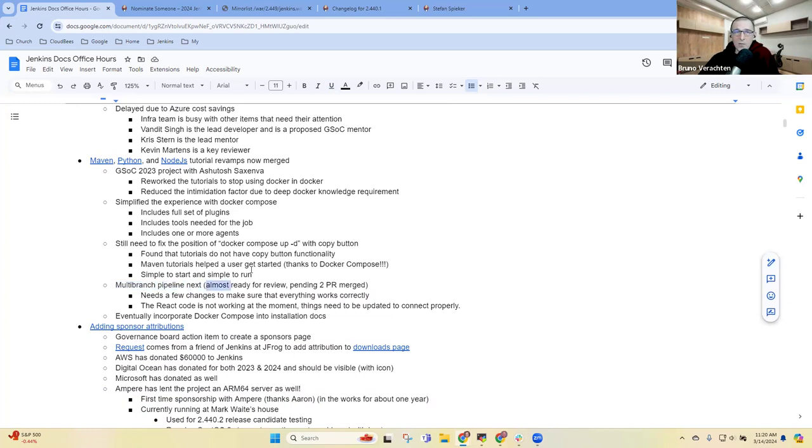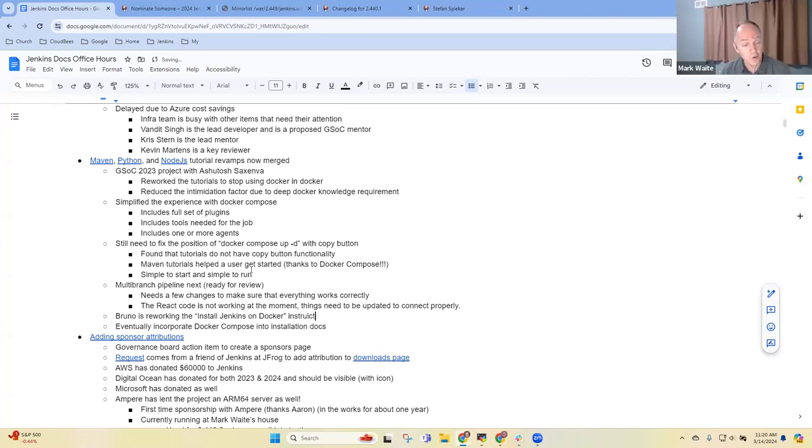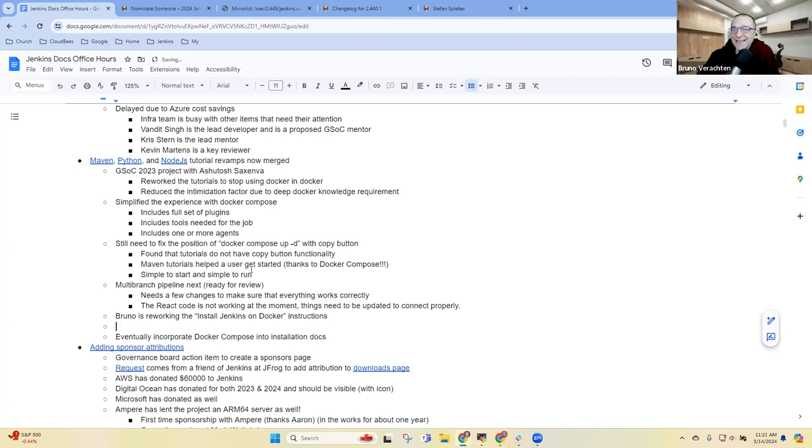The multi-branch pipeline tutorial is in review right now. And now I'm starting with the rewriting of the install Jenkins on top of Docker tutorial, which may prove more difficult to revamp. We'll see. Okay, so you're on the big picture instructions, the ones we said at the very beginning were the worst example. Yes, indeed. Great. So far, so good. But we'll see if it becomes a catastrophe later on.